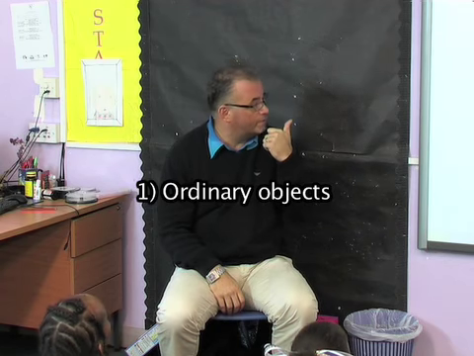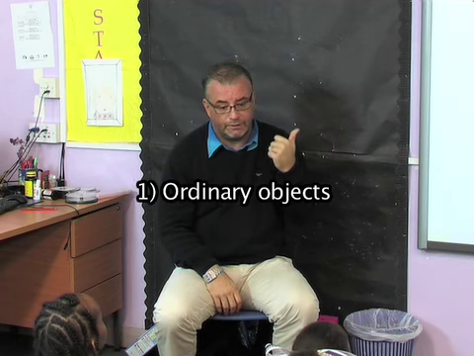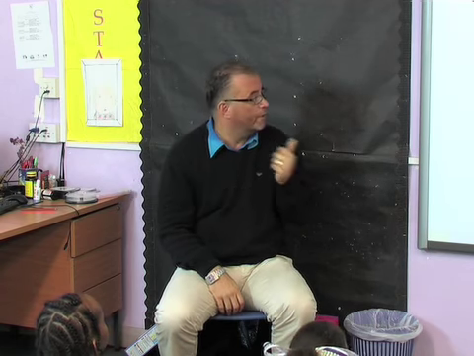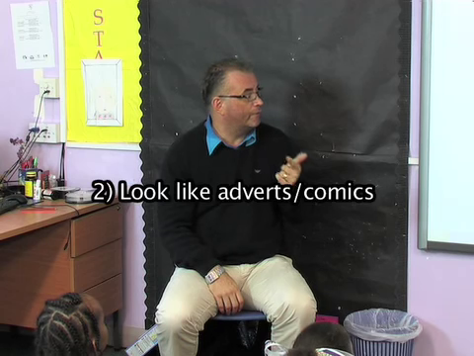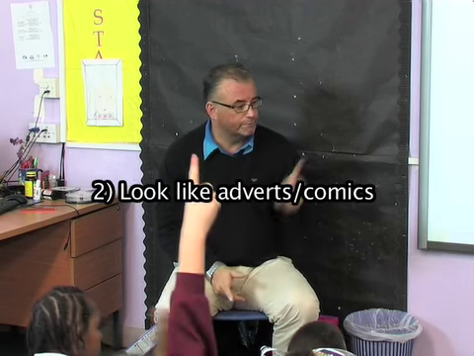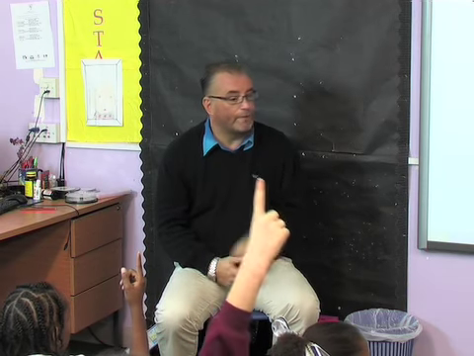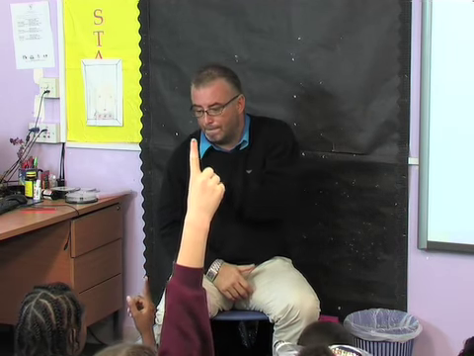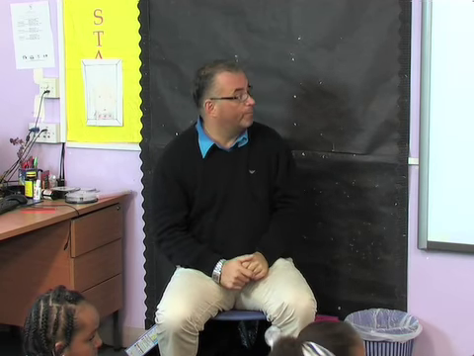Number one, he used ordinary objects. So in our painting, we need to use ordinary objects. Number two, they look like adverts and comics. What can you tell me about the colours that Patrick Caulfield used? Plain colours. Right, they were plain colours. They were bold colours. They were mainly primary colours. They were bright.